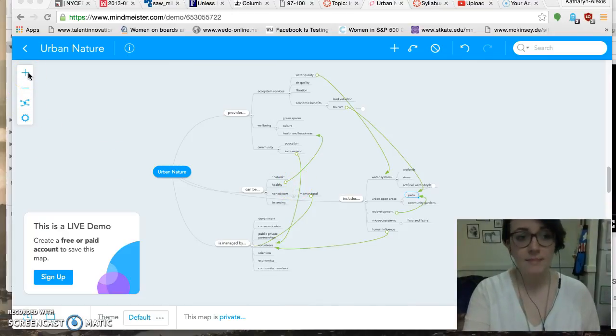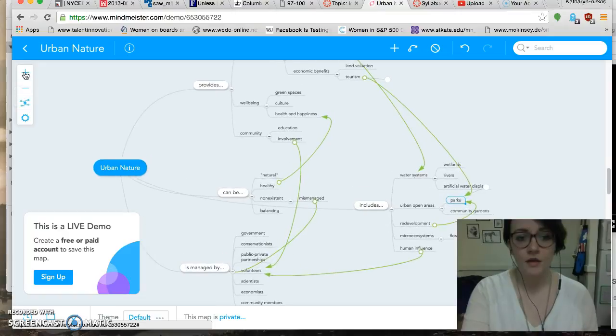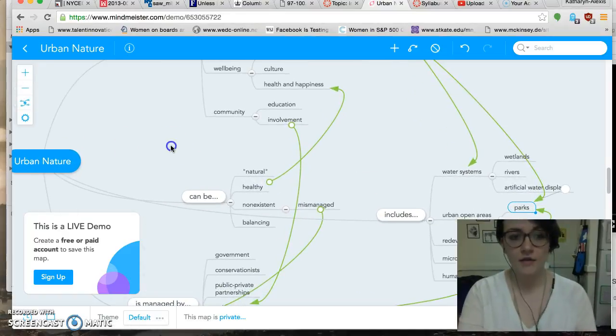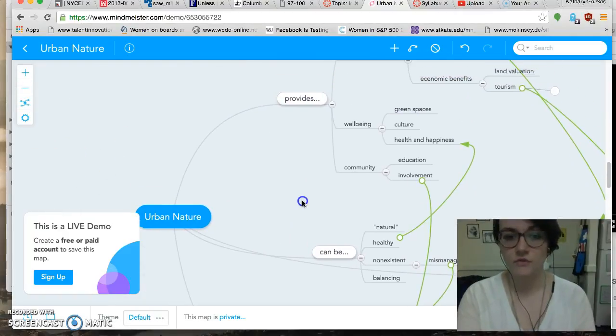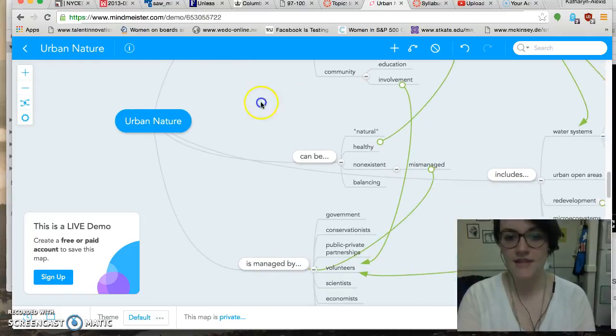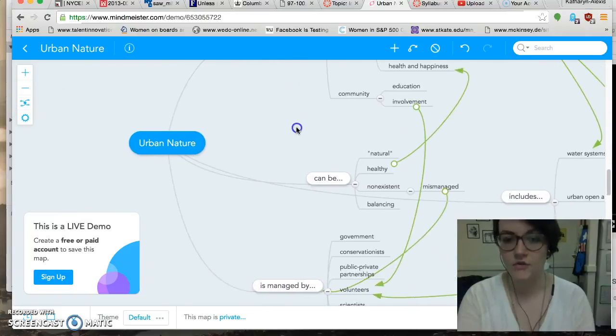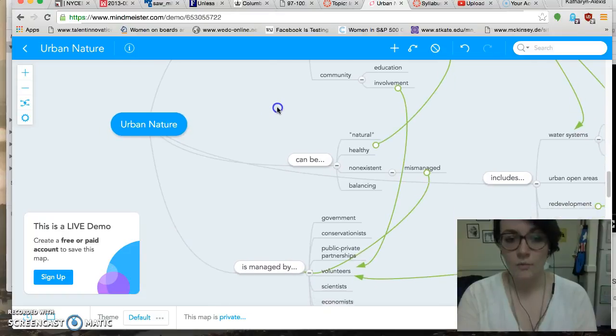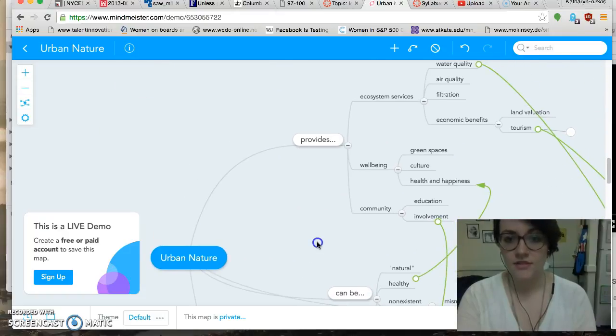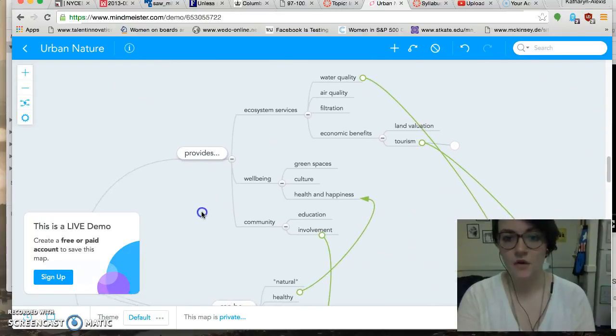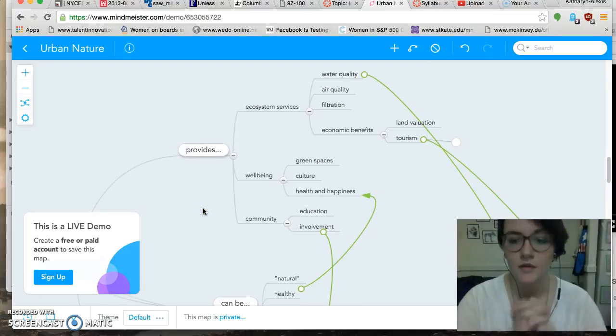This is my concept map. It's a little bit far away. I wanted to do a relational sort of map: urban nature provides, can be, is managed by, and includes. So let's start with what it provides. Everything that I thought of that urban nature provides is ecosystem services.